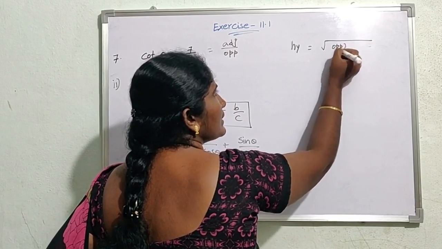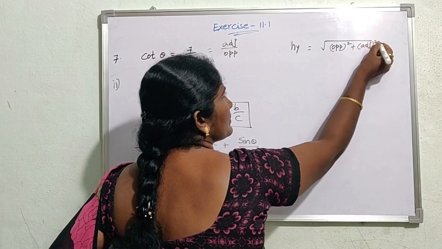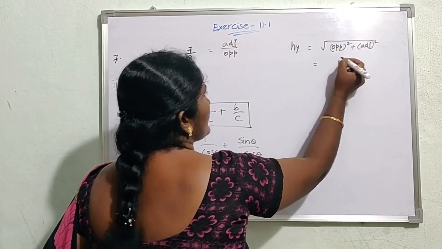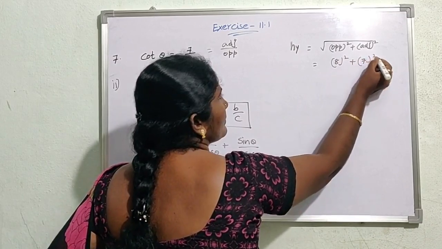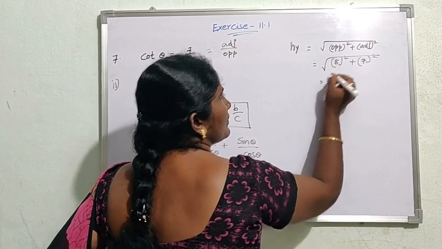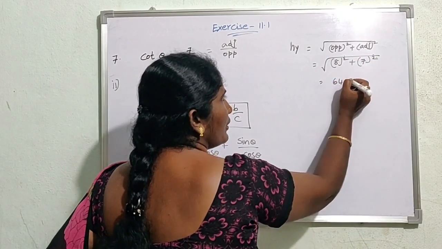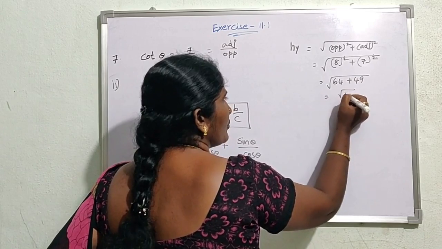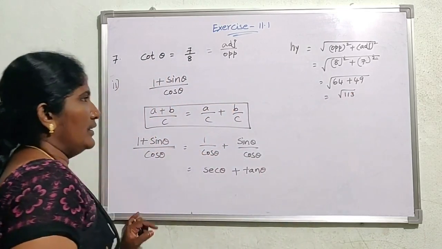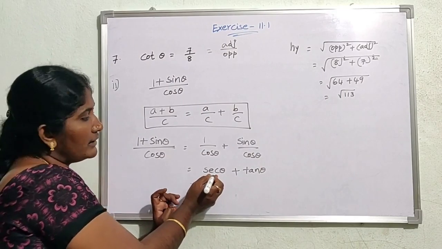What are the sides here? Opposite square plus adjacent square. So opposite is 8 and adjacent is 7. Eight square 64 plus 49, which is root of 113. Hypotenuse. Now, what is the formula for secant theta?